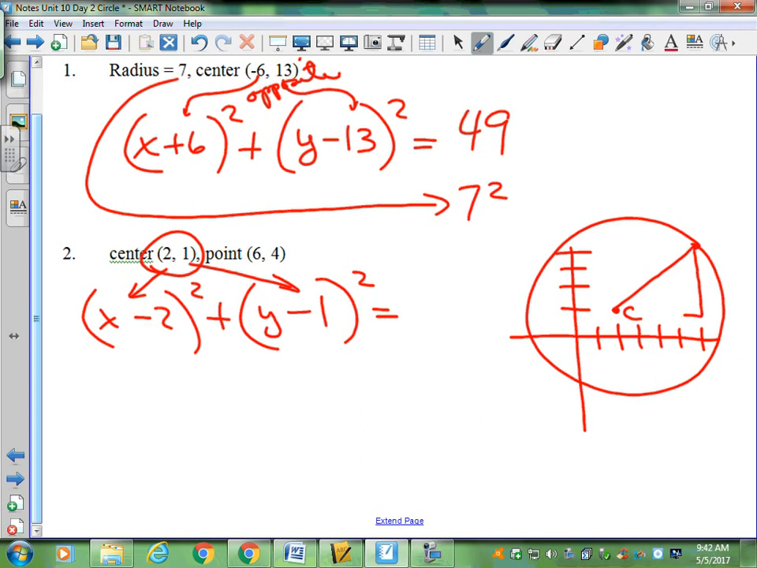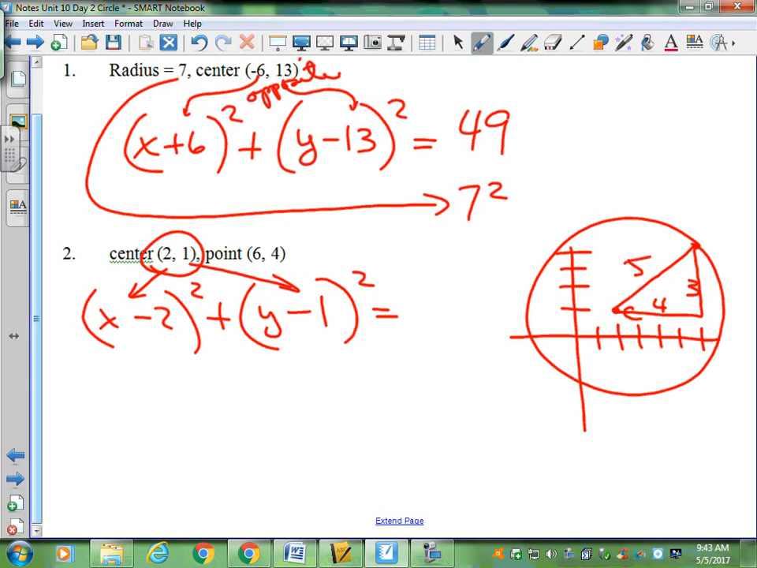Yep, I can turn this into a right triangle and find the hypotenuse the same way we've been doing it many, many times. So how far is it across the bottom of my triangle? 4. How far is it up? 3. And that's a special one. 5. There you go.